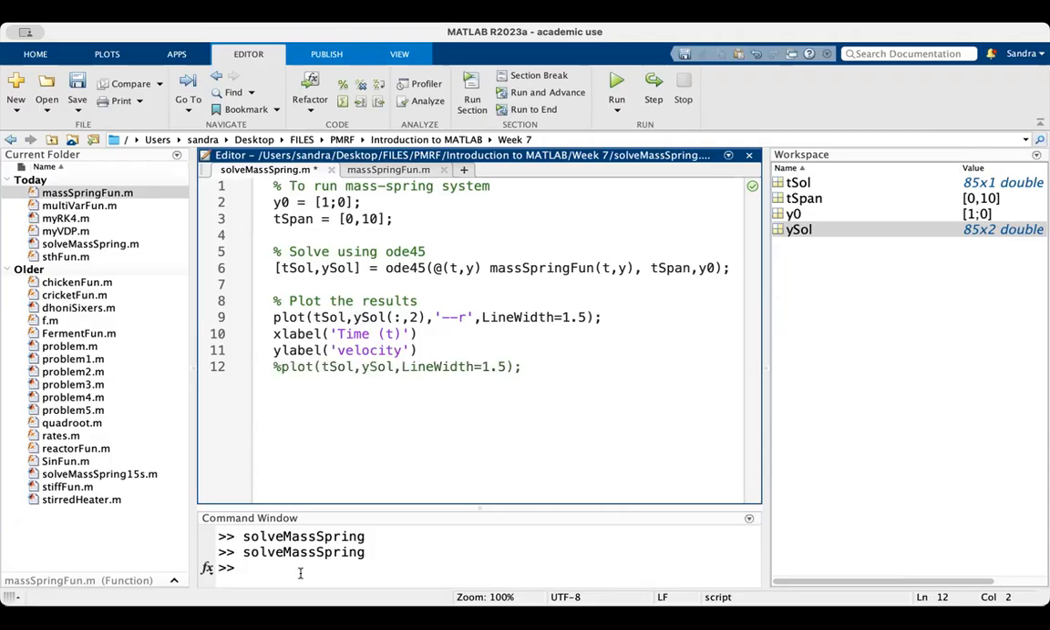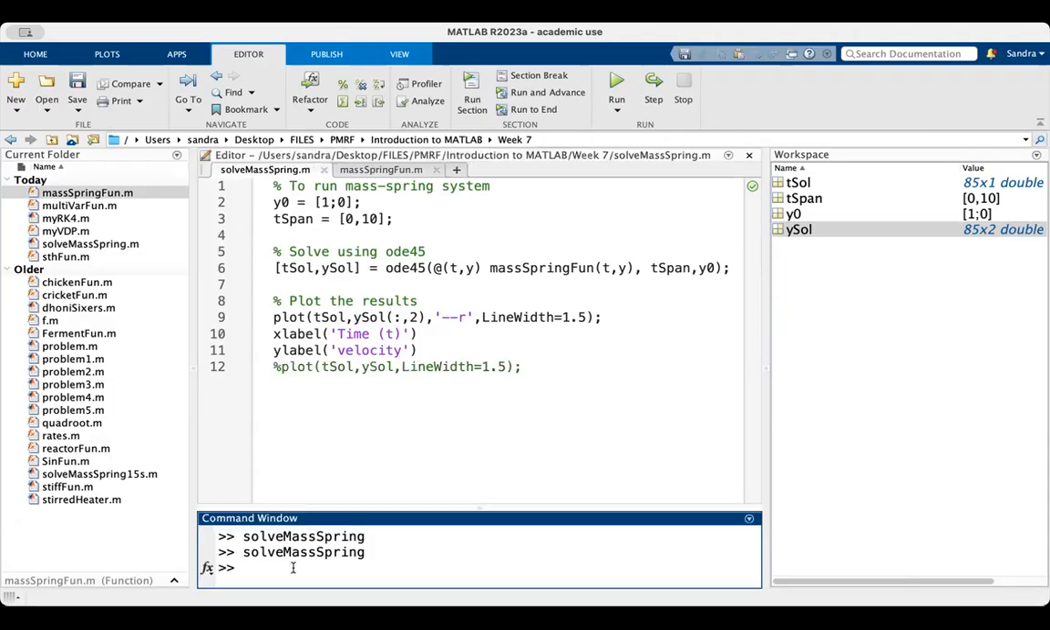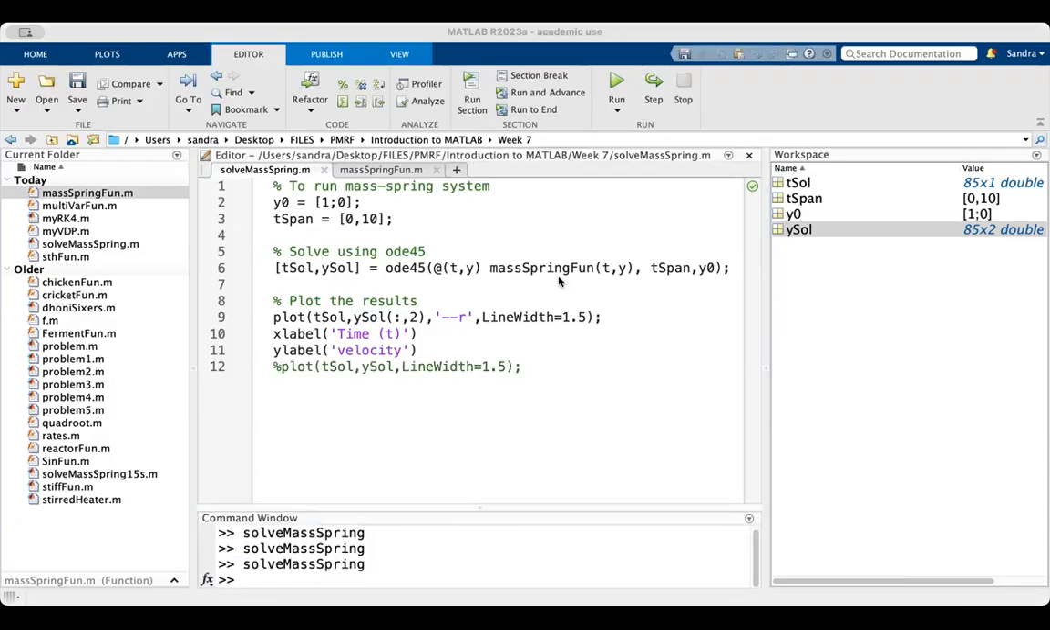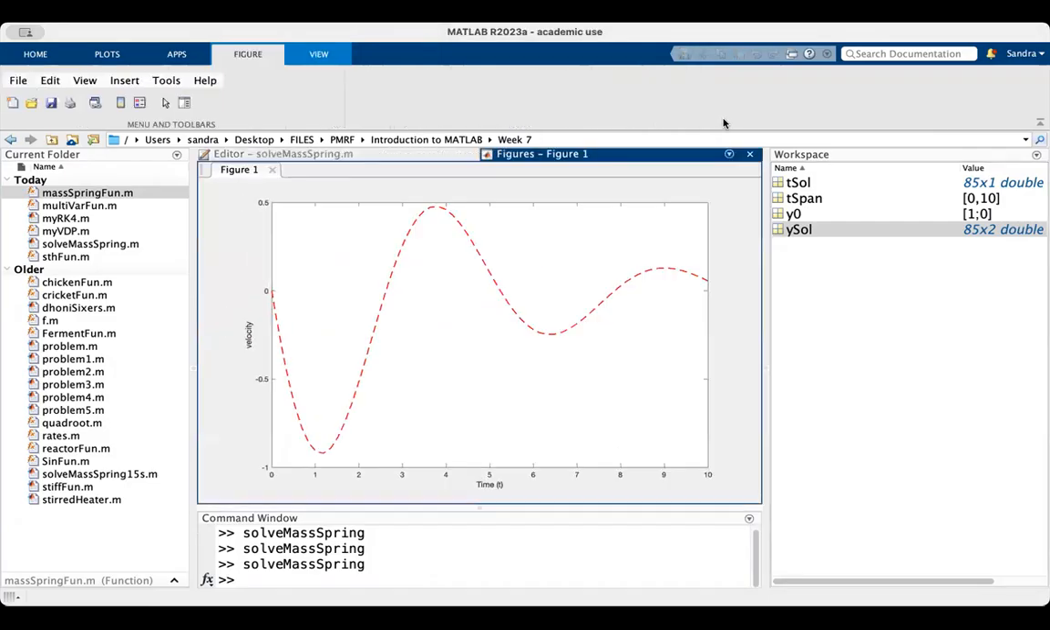I'll just comment this out. You will be getting just the velocity. This is the velocity versus time. Any questions in this?